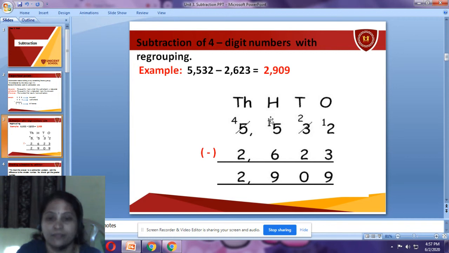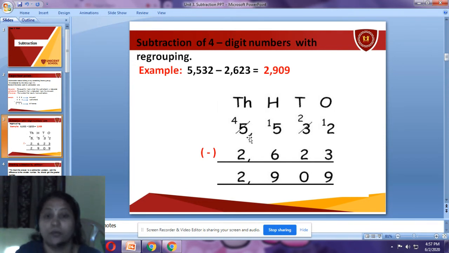Okay, children. Now, move on to the hundreds place. In hundreds place, here we have 5 and 6. Here again the same problem. 6 is bigger than 5. Yes, children, we can't subtract 6 from 5, as 6 is greater than 5.